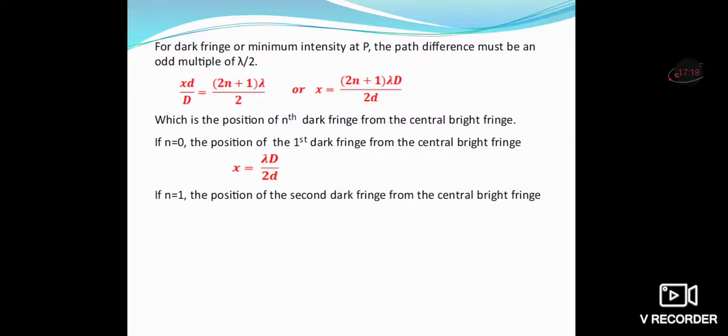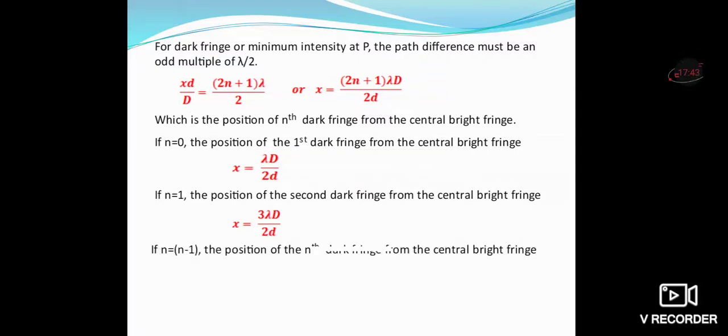Similarly, if n is equal to 1, it is the position for the second dark fringe from the central bright. So, substitute now n equal to 1. What answer are you getting? X is equal to 3 lambda D divided by 2d, because n equals 1. So, 2 into 1 is 2, 2 plus 1 is 3, 3 lambda D divided by 2d. Now it will be continued.